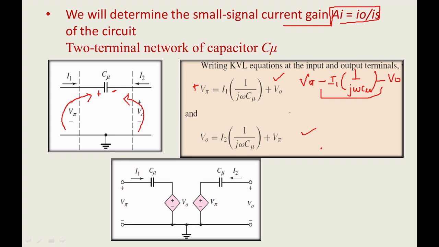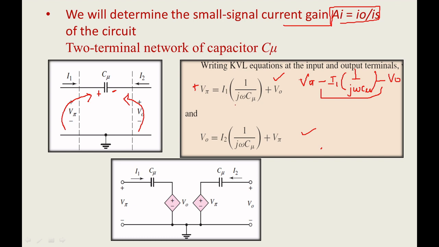Now, the very interesting part. I am going to draw the model for this equation. First let me put it for the first port. So you can see V pi. This is the drop across the input port and the common port. Following that you have a current I1 through the capacitance C mu.